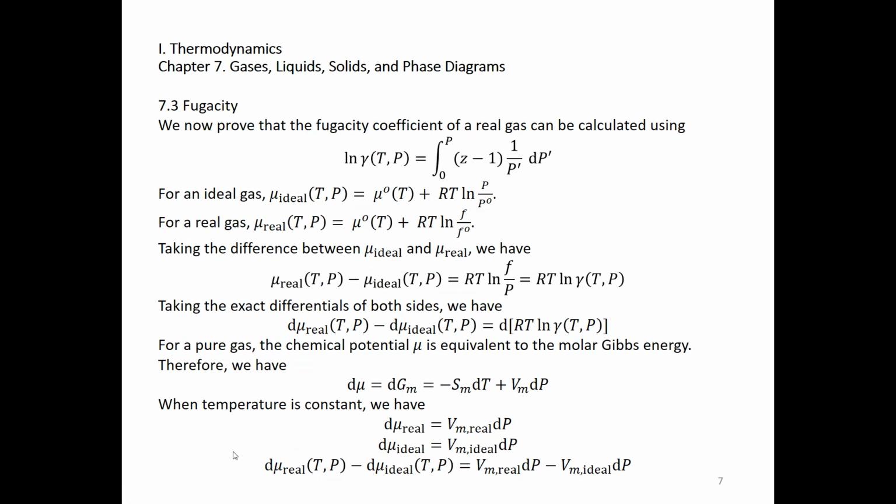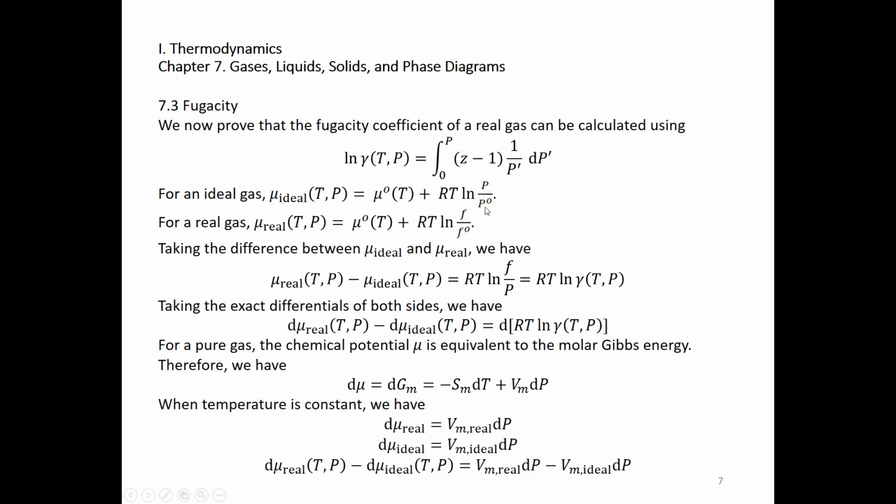Now we prove this equation. Why the logarithm of gamma is the integral of (z minus 1) over p prime dp prime. For an ideal gas, the chemical potential is mu naught plus RT times the natural logarithm of P over P naught. For a real gas, we have a similar equation, except this P should be replaced with f, P naught should be replaced with f naught. P naught is 1 bar, f naught is also 1 bar.